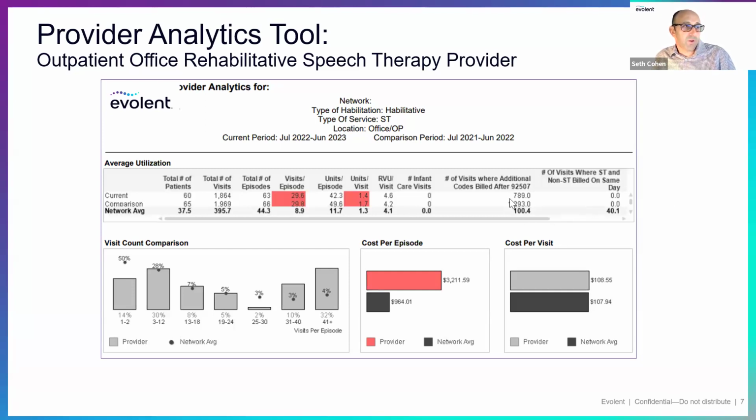We're looking at codes over here like that 92507, seeing how much providers are using that, and then how many of the patients are also involved in another non-speech treatment on that same day. So that's the speech side of it.